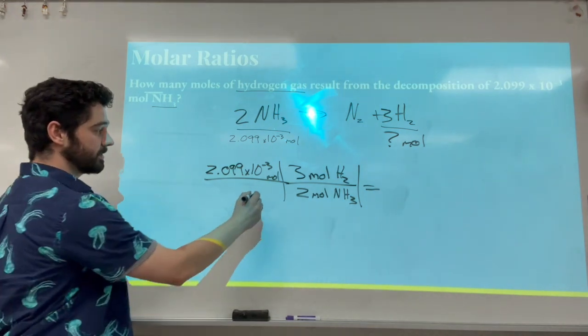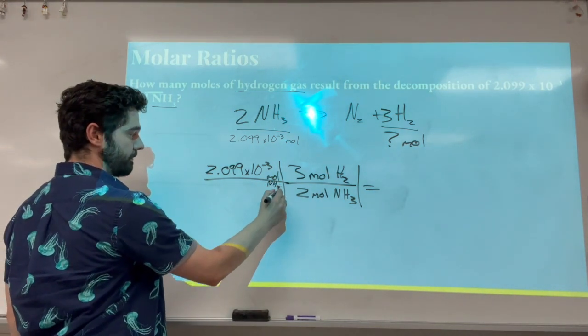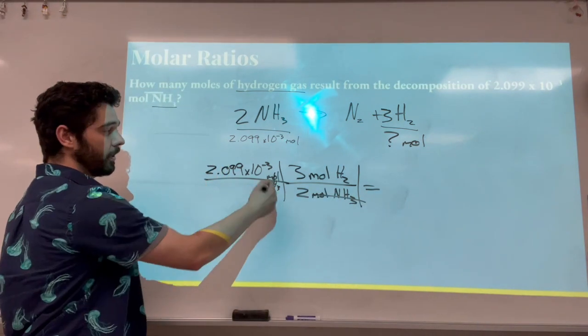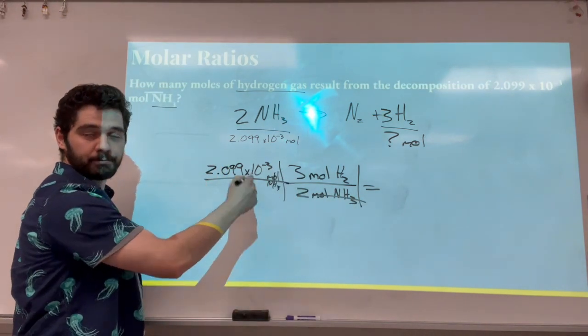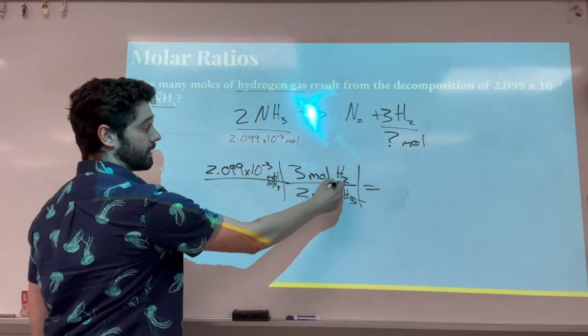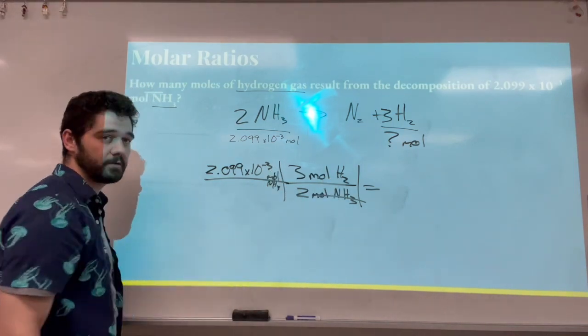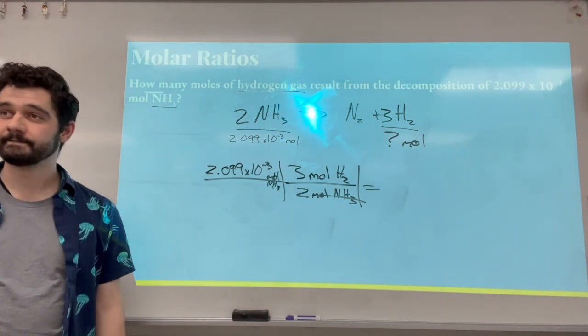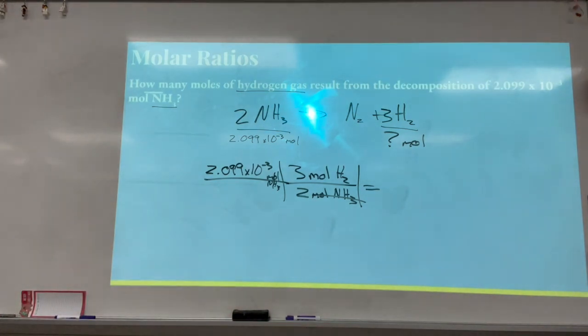Notice how my units cancel out very nicely. So this is NH3, cancels with NH3, moles of NH3, right? Everything's moles, but it's moles of different things. So that's why I'm putting the chemical. So that times 3 divided by 2 gives me whatever my answer is. Approximately 3, or 3 times 10 to the negative 3.